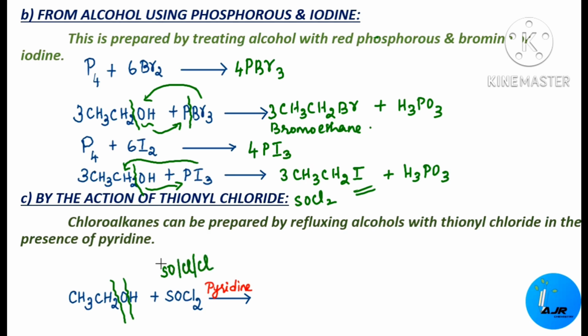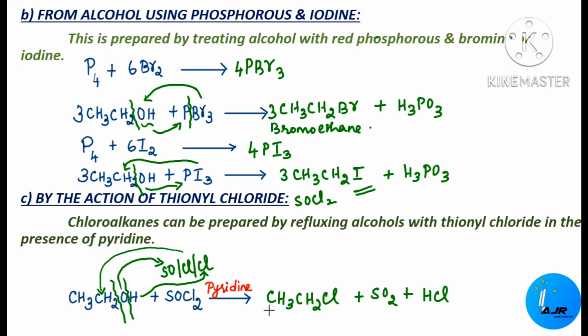Now what happens? This oxygen will be getting added up to this SO. One of the chlorines will be getting added up to this one, and this hydrogen gets added up to this Cl. So come on, students, tell me the product now. CH3CH2 and this chlorine is getting added up, is it not? So the product will be CH3CH2Cl plus what's the next product? This oxygen is getting added up to SO, so SO2, sulfur dioxide, plus HCl. So this is the product. What is the name of this compound, students? This is chloroethane.